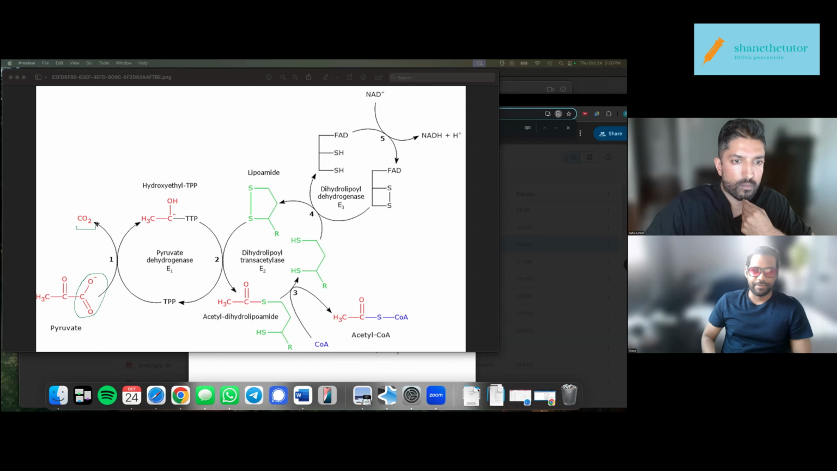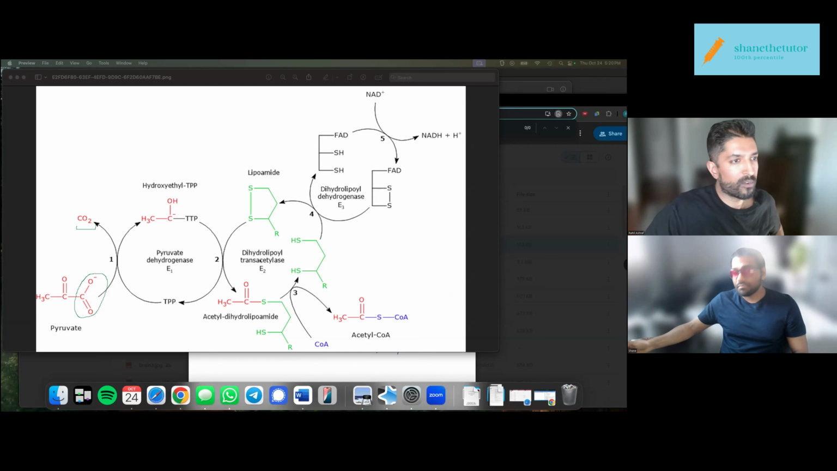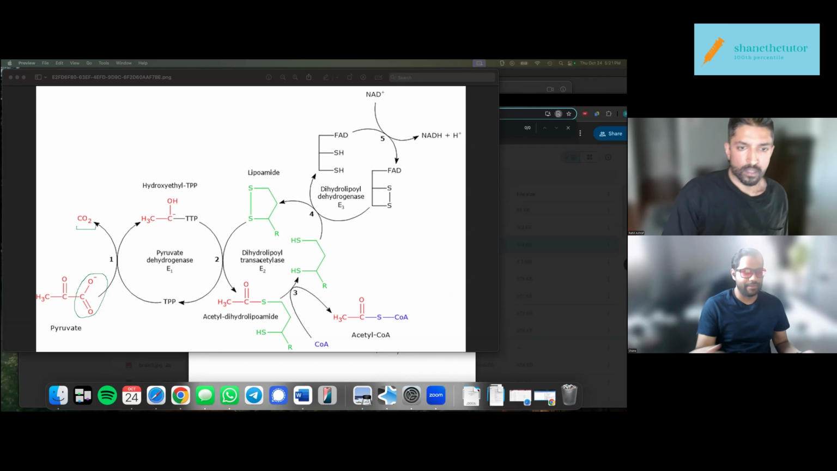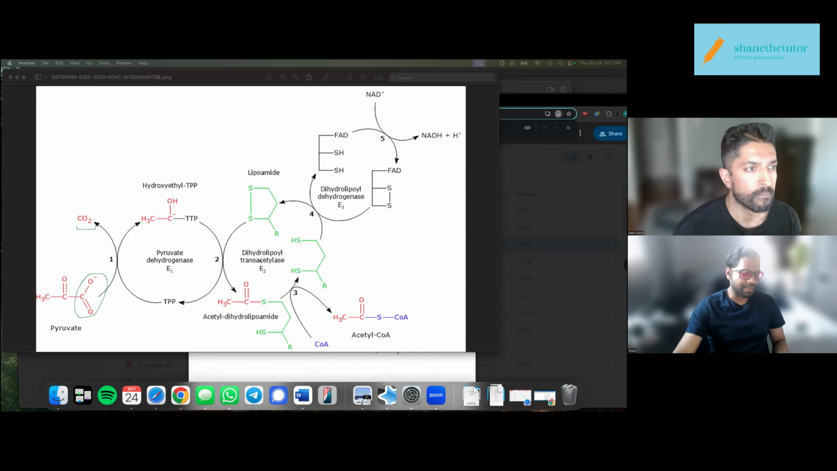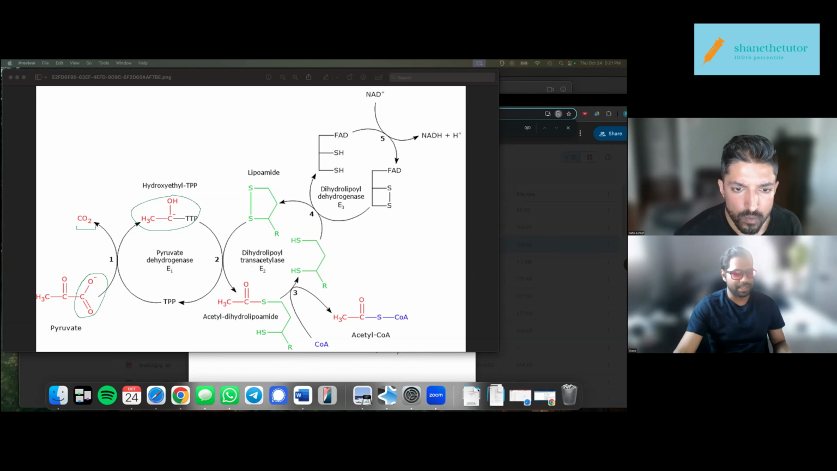And then we have some other stuff like a transacetylase. What do you think that is? Transacetylase. Yeah, like enzyme class wise. Thinking transferase, but that's my best guess. Okay. So this over here is what you get after this first step. But then this next step here will just kind of tack on this acetyl part.